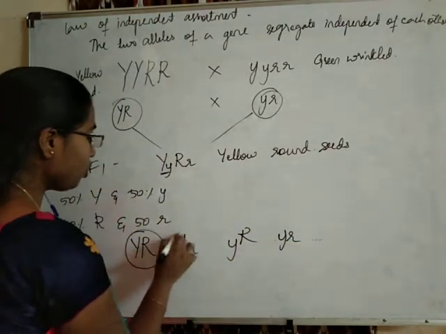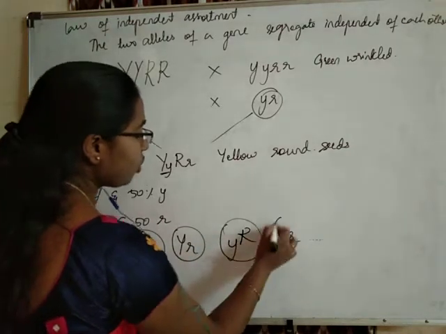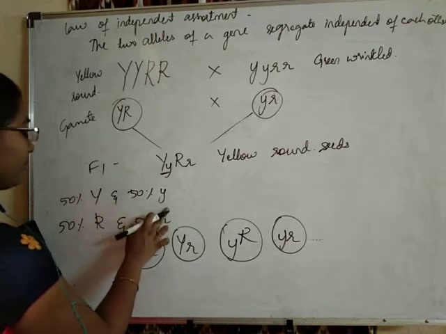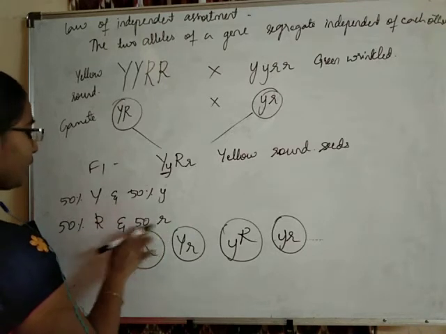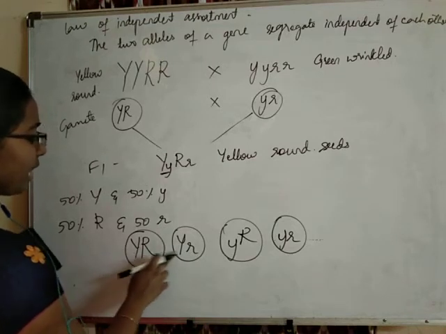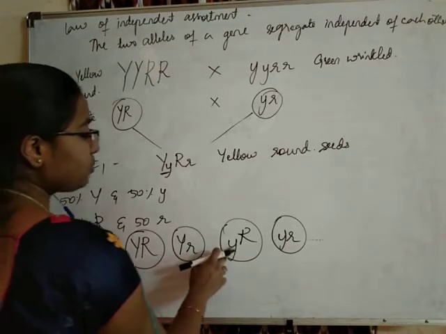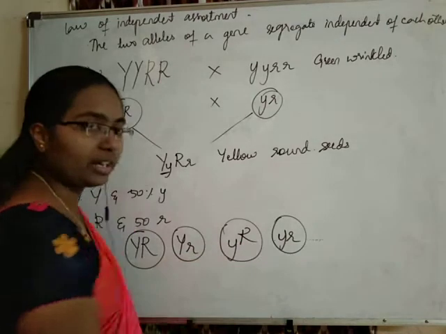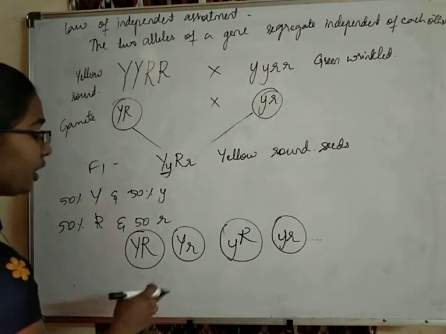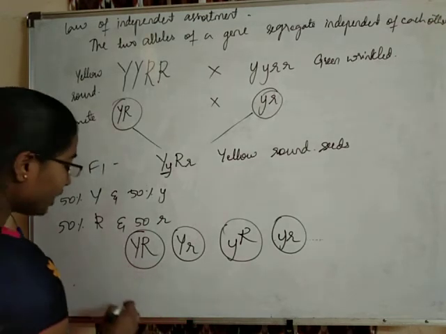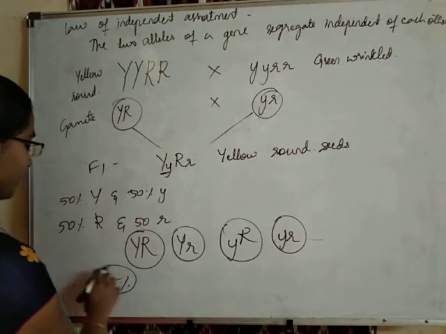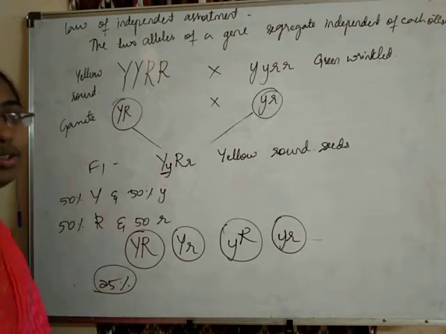So, these are the 4 possible types of gametes formed. Capital Y, small y, any of these two will be present. Same with capital R, small r, any of these two may be present. So, capital Y capital R may be present, or capital Y small r, small y capital R, small y small r, any of these 4 combinations may be present. So, here every combination is produced in only 25% of the gametes. Only 25% of gametes are similar to each other.